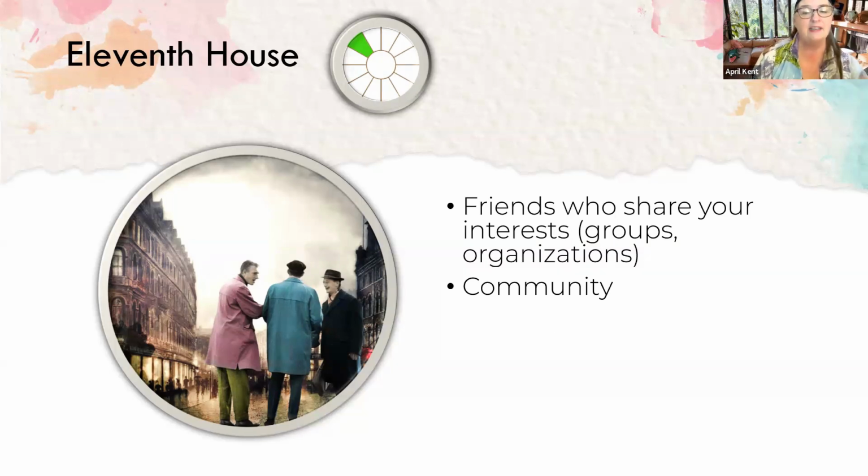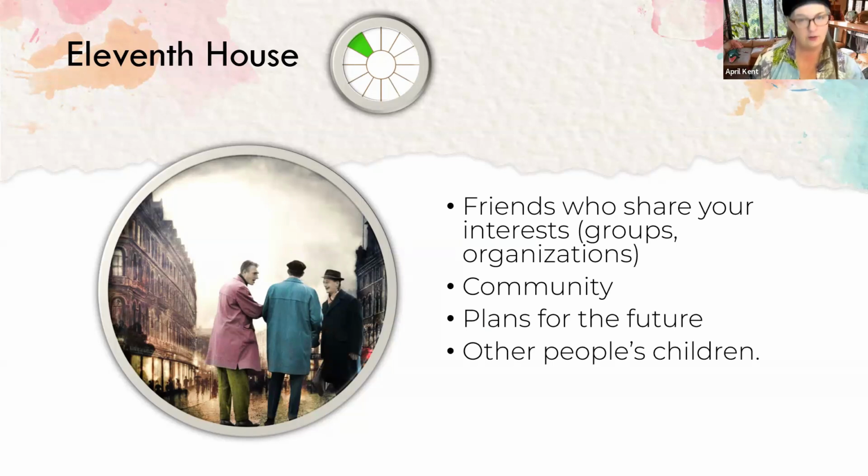And if somebody is working on community projects, they're part of a board or something like that, the 11th house is very important. Plans for the future in general, and other people's children. So the 5th house is your children. The 11th house is other people's children generally.